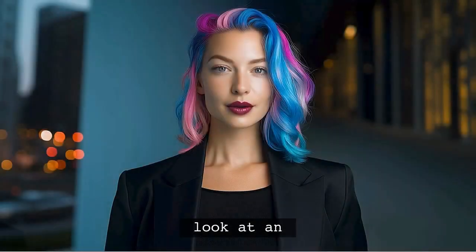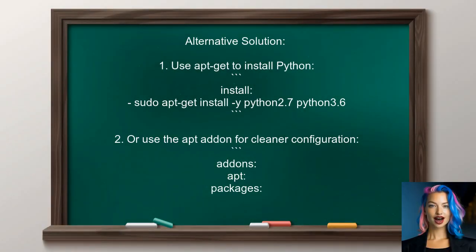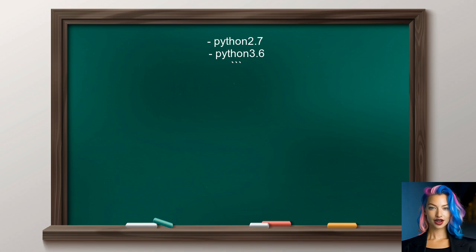Let's take a look at an answer from another user. An alternative approach suggests using Travis to install Python alongside R. You can do this by adding a command to your Travis configuration file to install Python using apt-get. This allows you to specify the versions of Python you need.